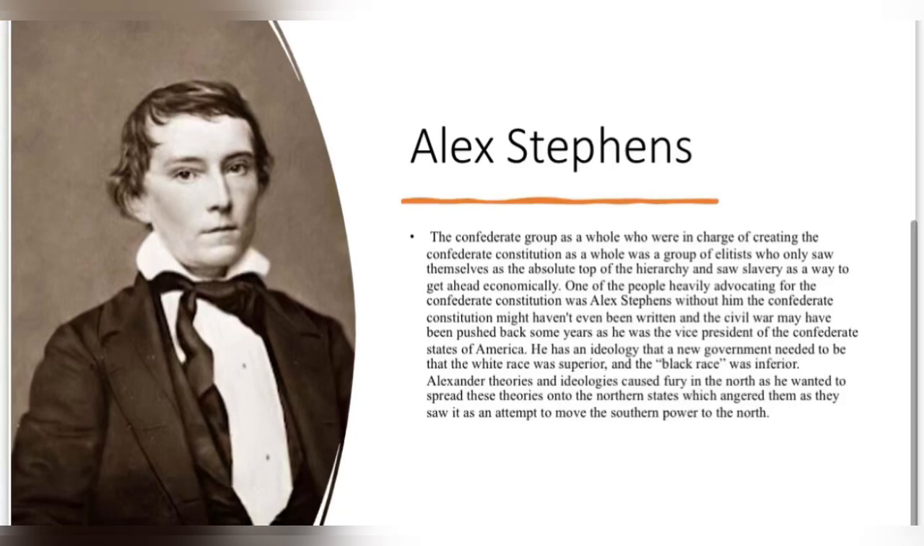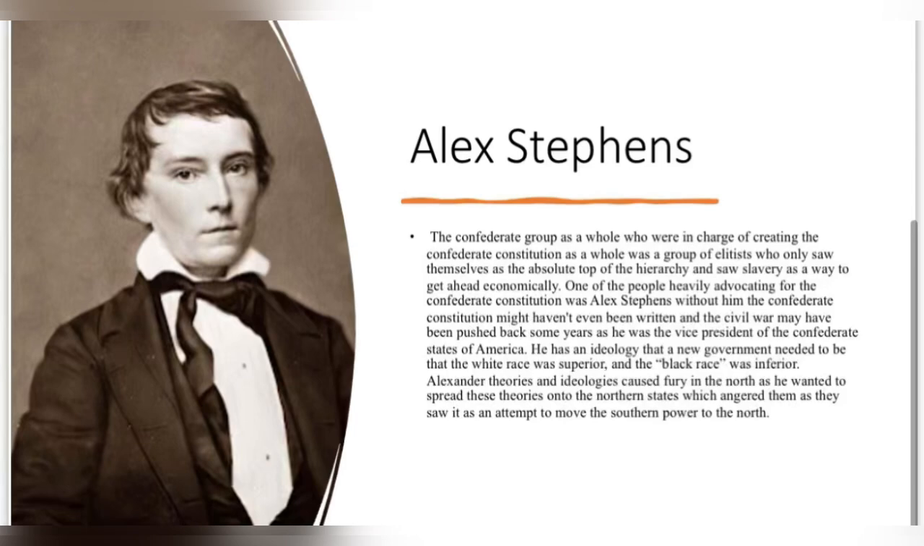Alex Stevens and the Confederate group as a whole, who were in charge of creating the Confederate Constitution, were a group of elitists who only saw themselves as the absolute top of the hierarchy and saw slavery as a way to get ahead economically.